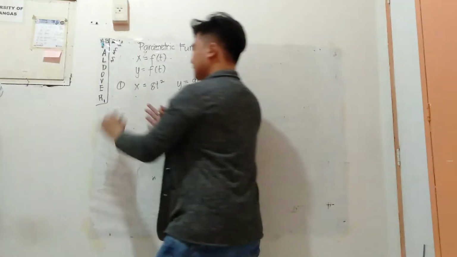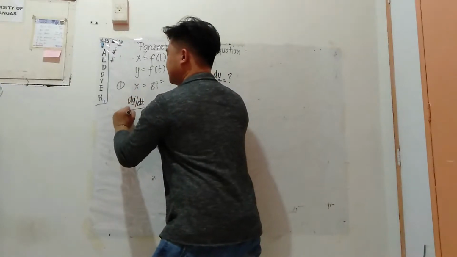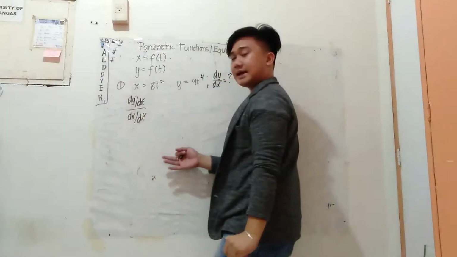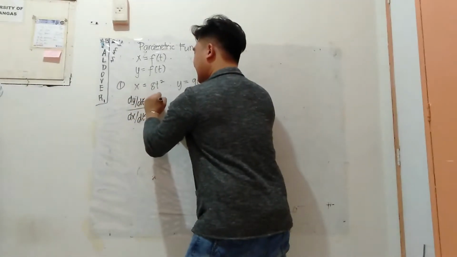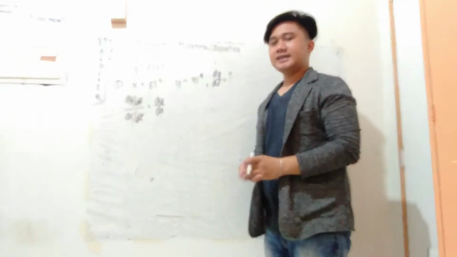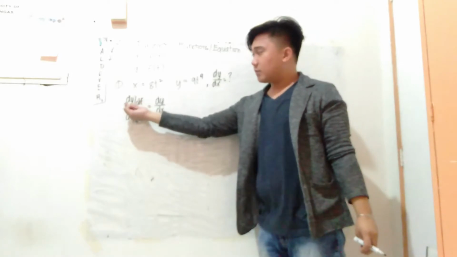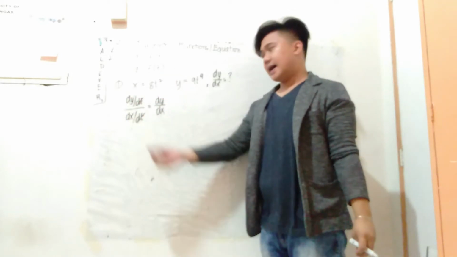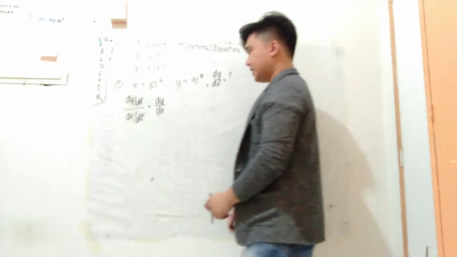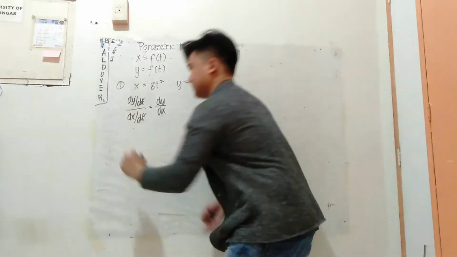Again, dy over dt all over dx over dt. Makakancel lang po yung dt natin at ang matitira lang ay si dy over dx. Ngayon guys, as you can see, kailangan muna pala nating makita si derivative of y with respect to t at si derivative of x with respect to t. Okay? So, the first step is to find dy and dx.